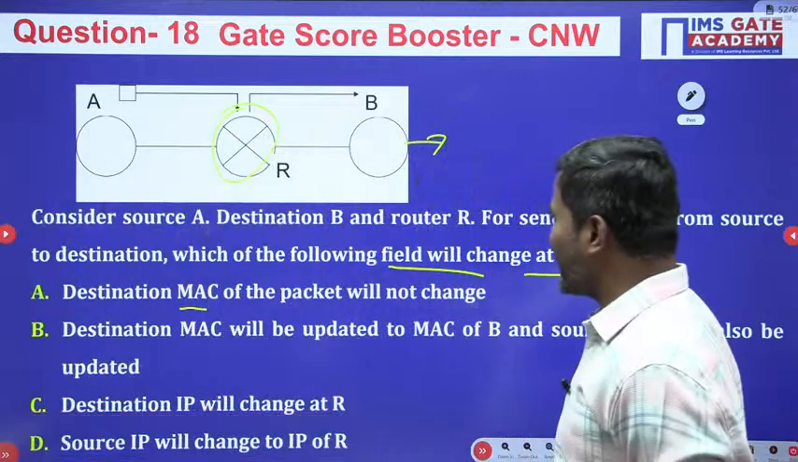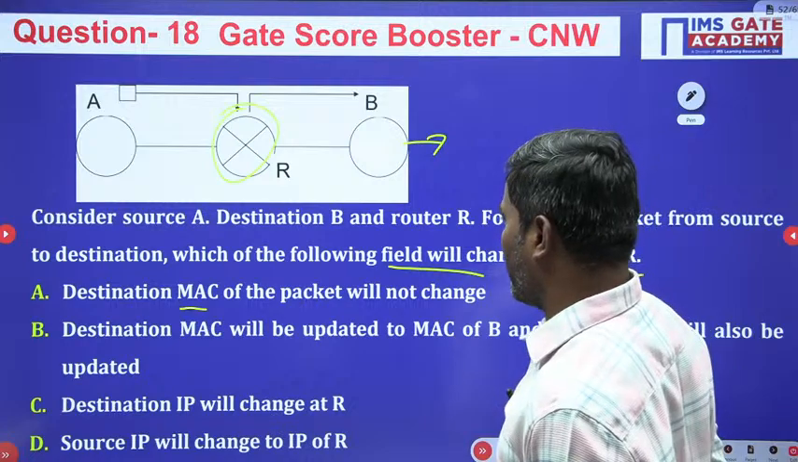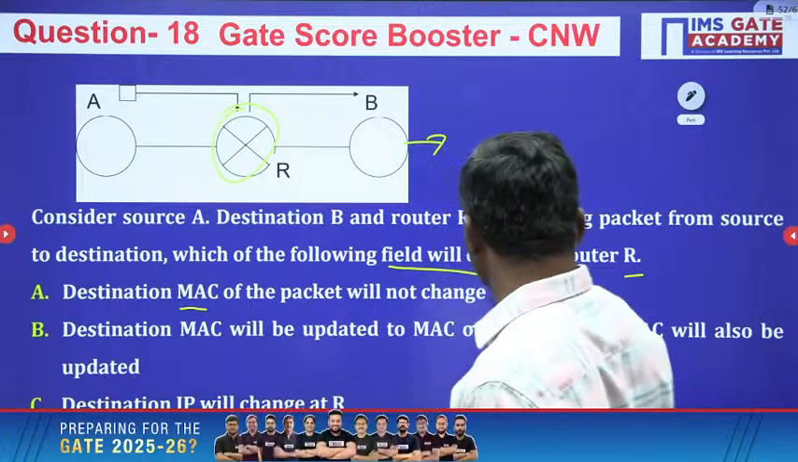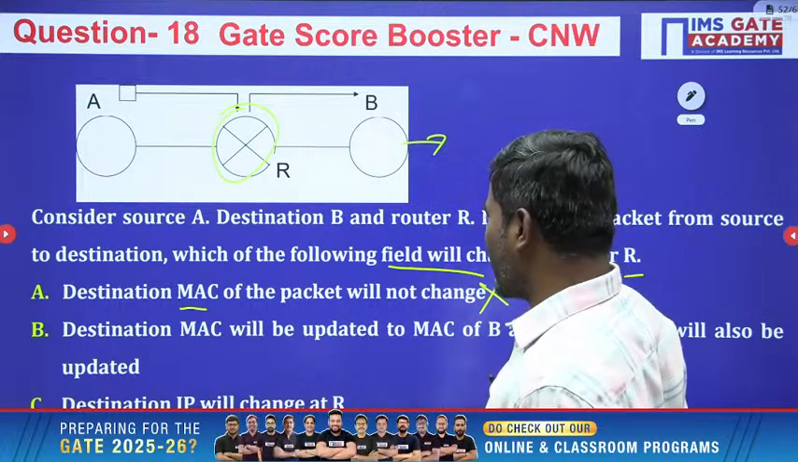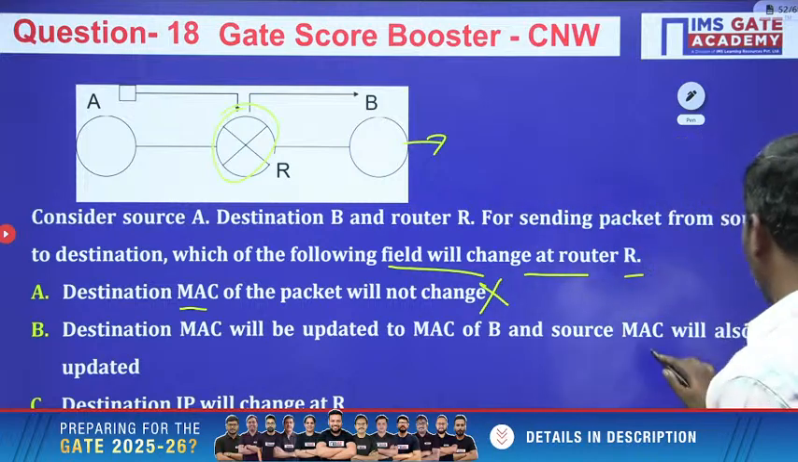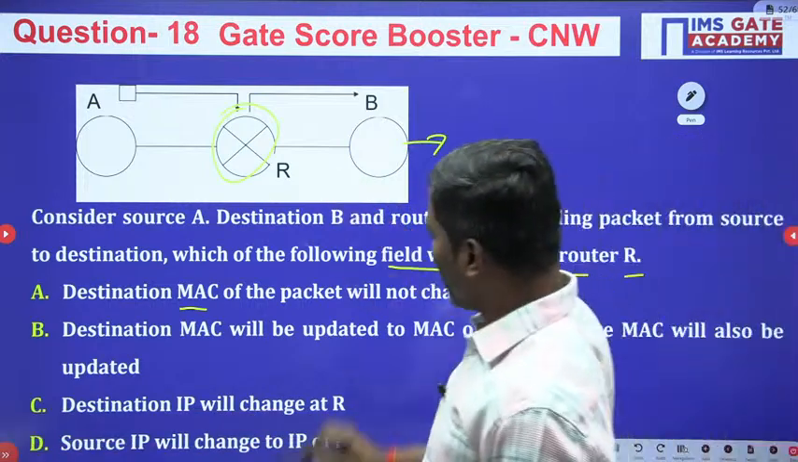Now, the destination MAC of the packet will not be changed. So, destination MAC will change, correct or not? So, this is incorrect. Destination MAC will be updated to the MAC of B. B is nothing but the destination only. Also, source MAC will be updated to what? Router R1, or router R.